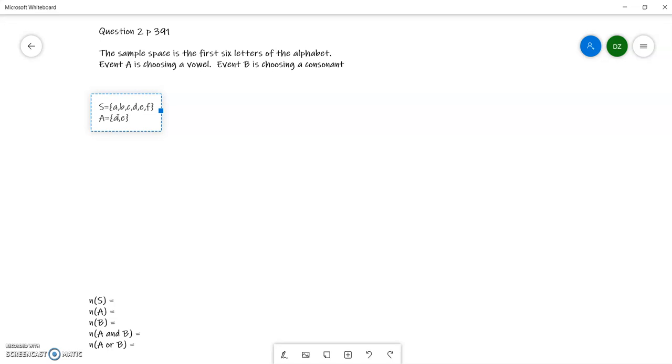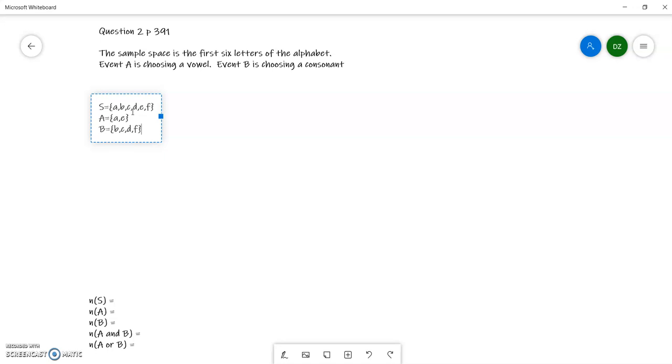Please note that I'm using small letters so that I don't get confused between the elements inside the set and the set that's actually called capital A or capital B. Now I'm also going to do the same with B. B is consonants, so those are letters that are not vowels. A is a vowel, so it cannot be in this list. B is a consonant, so it's in this list. C is a consonant, D is a consonant, E is a vowel, so I can't put it in this list, and F is a consonant.